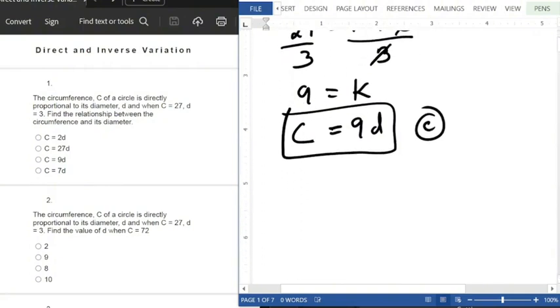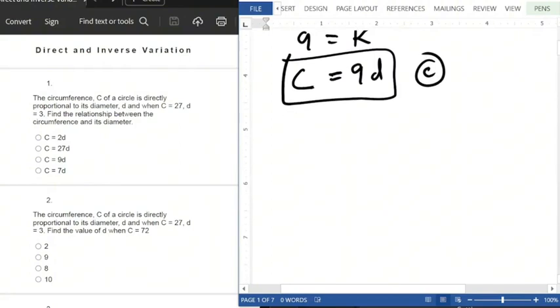So for question number 2, I think it's an extension of question number 1. The circumference C of a circle is directly proportional to its diameter D. Now find the value of D when C is 72. After finding the relationship, we're now looking for the value of the diameter when the circumference is 72. Which means we're going to replace C with 72 here, equals 9D.